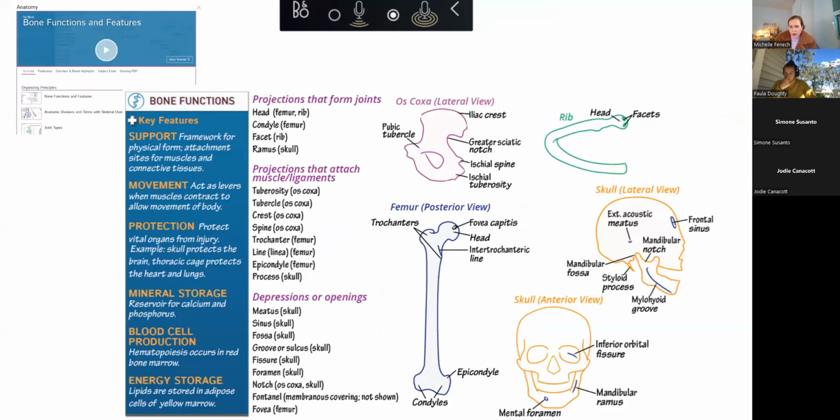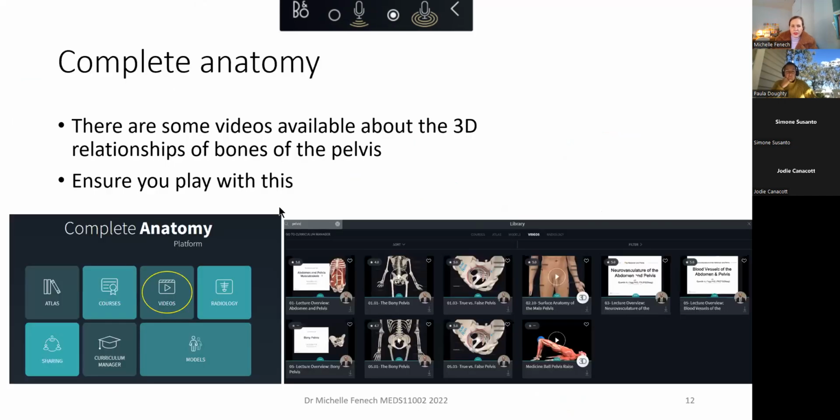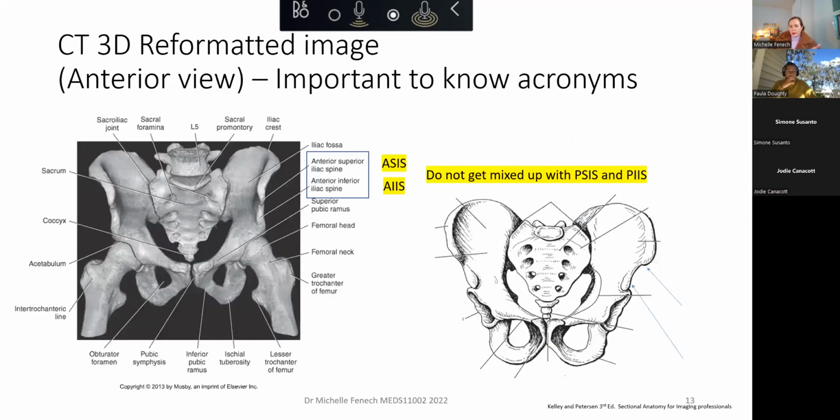That's quite helpful. So yeah, I went into the bones and functions and features. There might even be little tutorials that you can watch in there as well. Complete Anatomy. Do you want me to show you how, well, actually, I'll show you that when we get onto the muscles. I'm watching the time. So once we get onto muscles, I'll open that and even the bones, and we'll have a look at that. I think it'll be easier than playing with this.